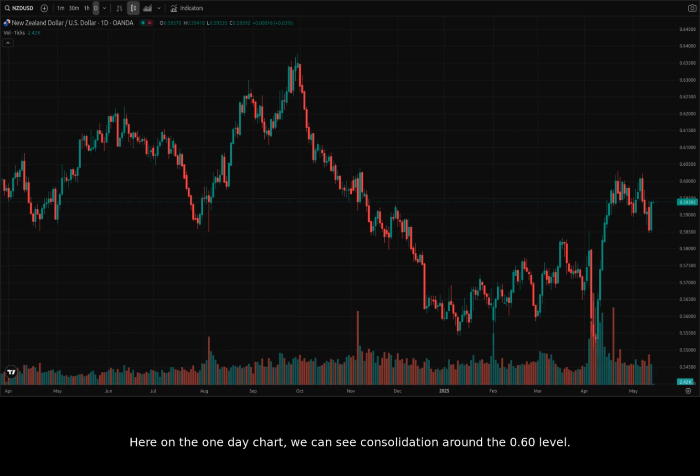Here on the one-day chart, we can see consolidation around the 0.60 level. There seems to be a resistance at 0.613, which might be important to note.